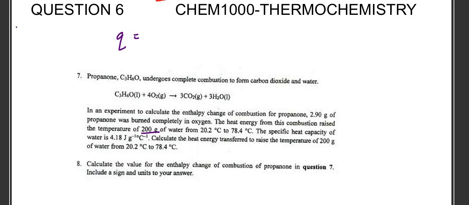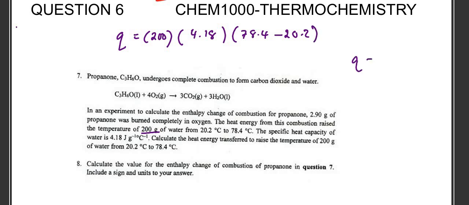So we're saying the mass here. Calculate the heat energy transferred to raise the temperature of the 200 grams of water from this to that. So just put the 200 grams of water. Then the specific heat capacity is 4.18. Then the temperature change is 78.4 minus 20.2. Remember the formula, Q is equal to mc delta T, right? So this is basically what you need here.